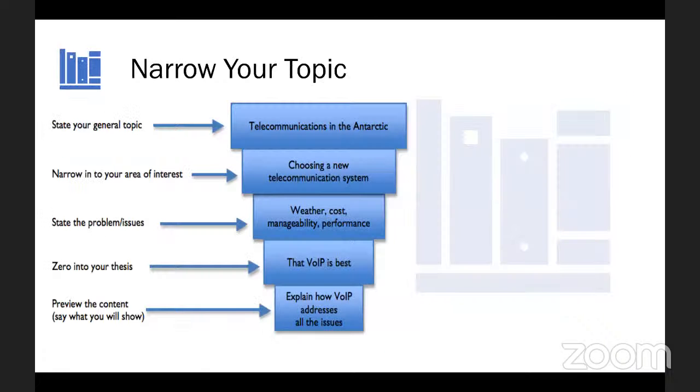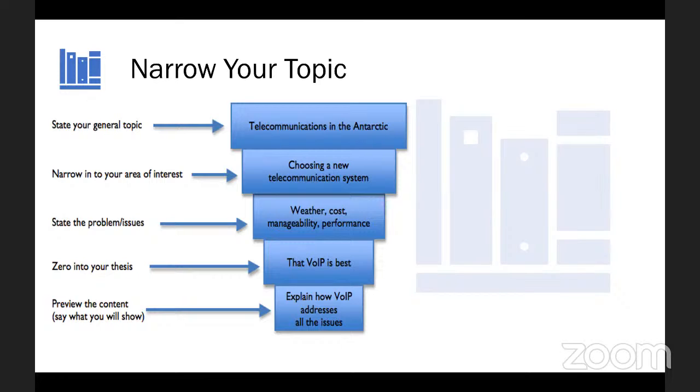Here I've taken an example from telecommunications, on how we can narrow down the topic. First of all, the journal topic is telecommunication in the Antarctic. So how can telecommunication be done in the Antarctic? To narrow down the area of interest, the way is to choose a new telecommunication system.